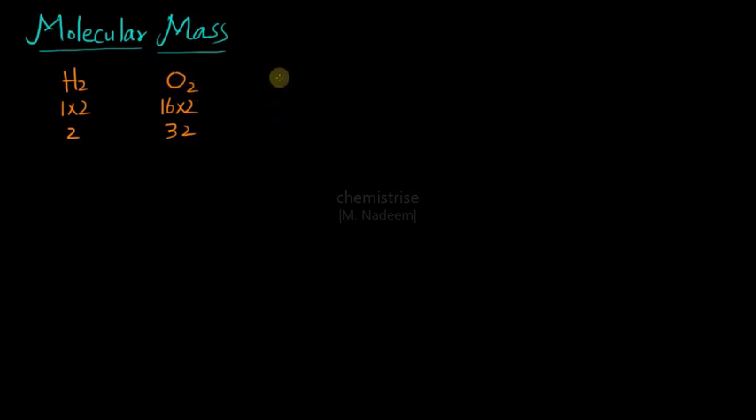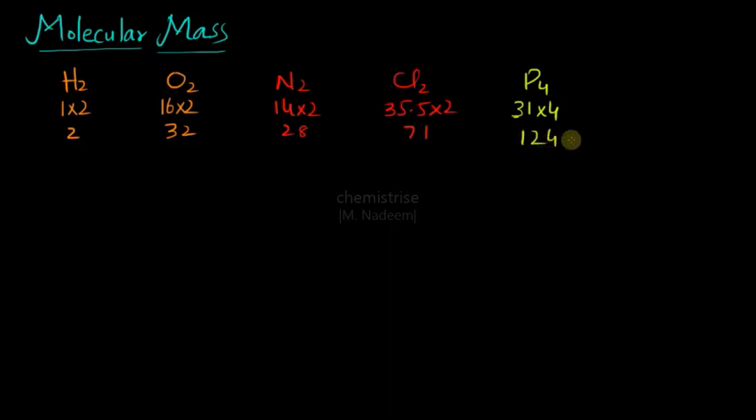Similarly, we can have N2. 14 times 2 will make it 28. Chlorine is 35.5 times 2, which will make it 71. Similarly, we can have other molecules that are slightly bigger. For example, we have P4. Phosphorus is 31, so 31 times 4 will give you 124 as the molecular mass of phosphorus. Similarly, for any element, we can find its molecular mass.